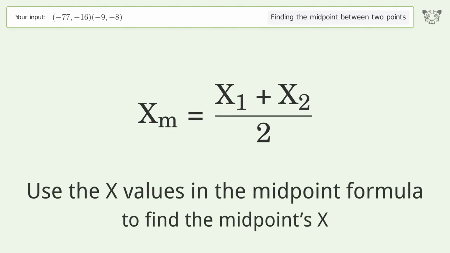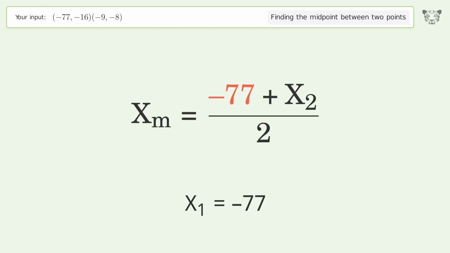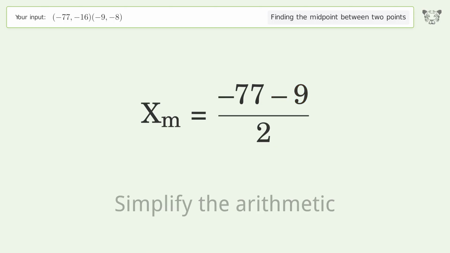Use the x values in the midpoint formula to find the midpoint's x. x1 equals -77. x2 equals -9. Simplify the arithmetic.